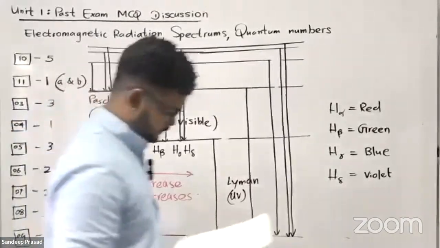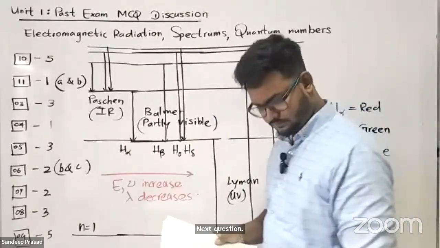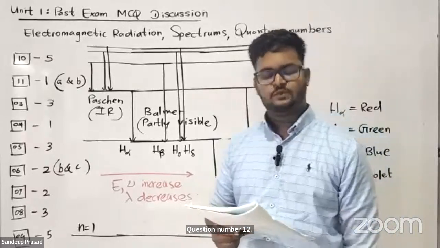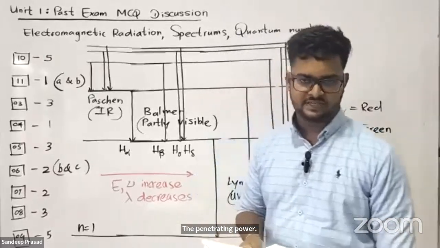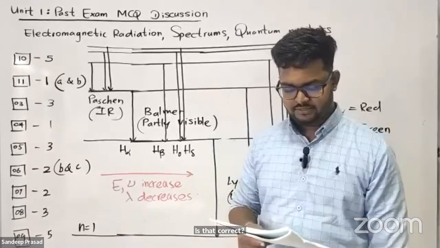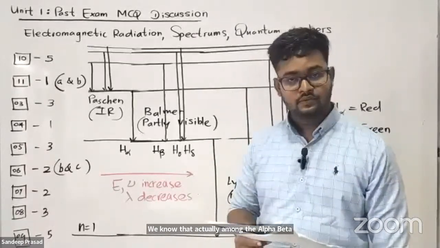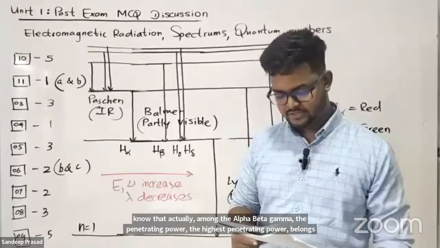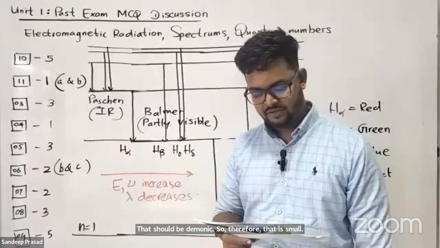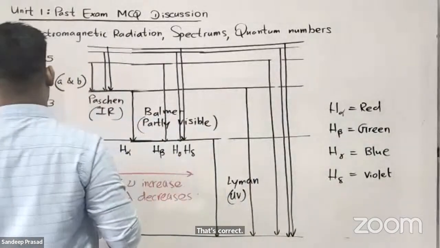Let's move to the next question. Question number 12. The penetrating power of beta rays is very high. What do you think? Is that correct? We know that among the alpha, beta, gamma, the highest penetrating power belongs not to the beta, that should be gamma. So therefore, that is wrong. Beta rays are electrons traveling at high velocities. Yeah, that's correct. So therefore, question number 12, answer is 4.